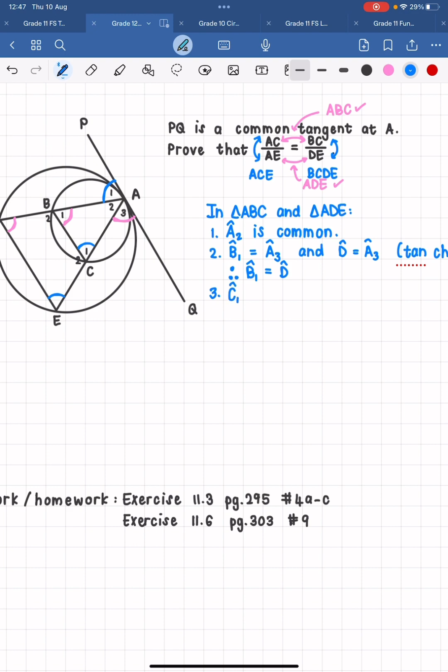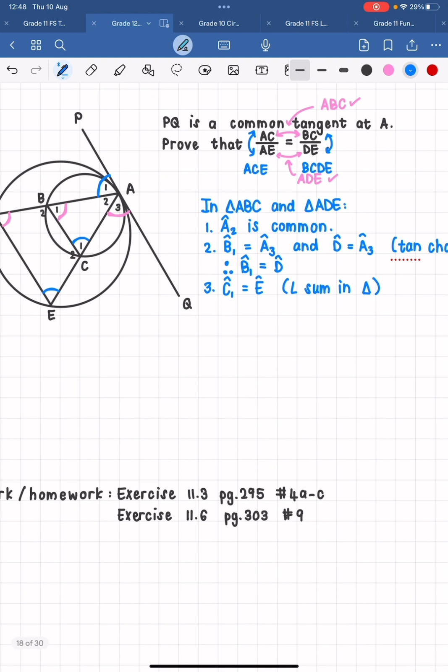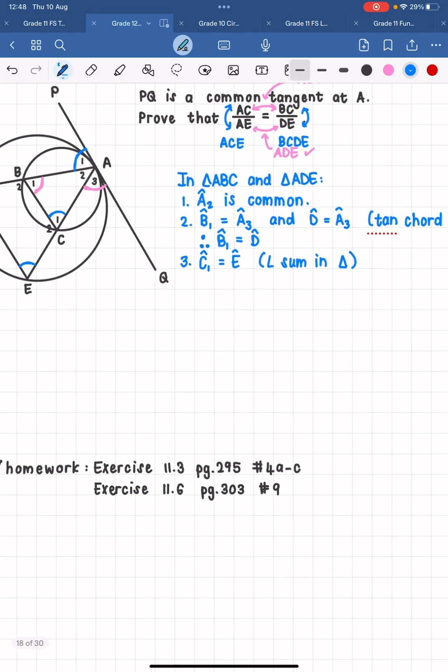So C1 is equal to E, angle sum in triangle. So guys, even if there is another way of proving your third pair of angles equal, you can always write angle sum in triangle. That will never be wrong.